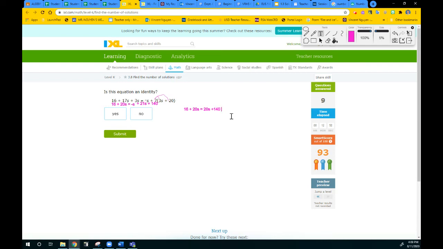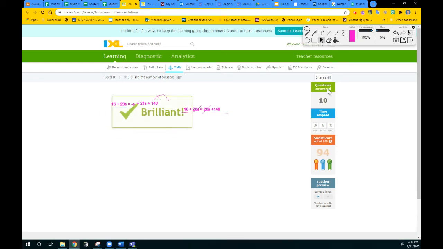Well, as you can see, the 20s will go away. They will cancel, which means you're going to be either having a true statement or a false statement. Well, this is a false statement. That's a contradiction, right? So I have no solution. So this is not an identity.